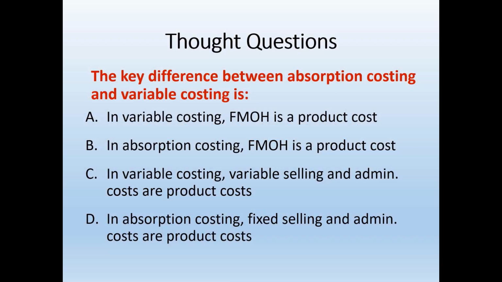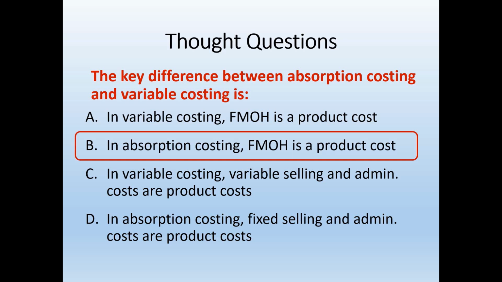Here's a question. What would you say the key difference is between absorption costing and variable costing? Think about it for a moment. That's right. In absorption costing, fixed manufacturing overhead is treated as a product cost.